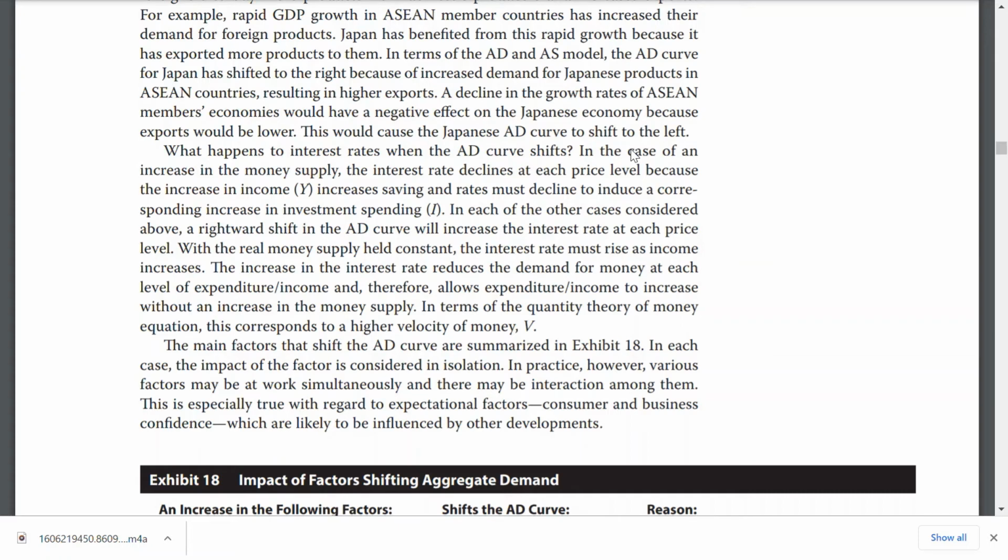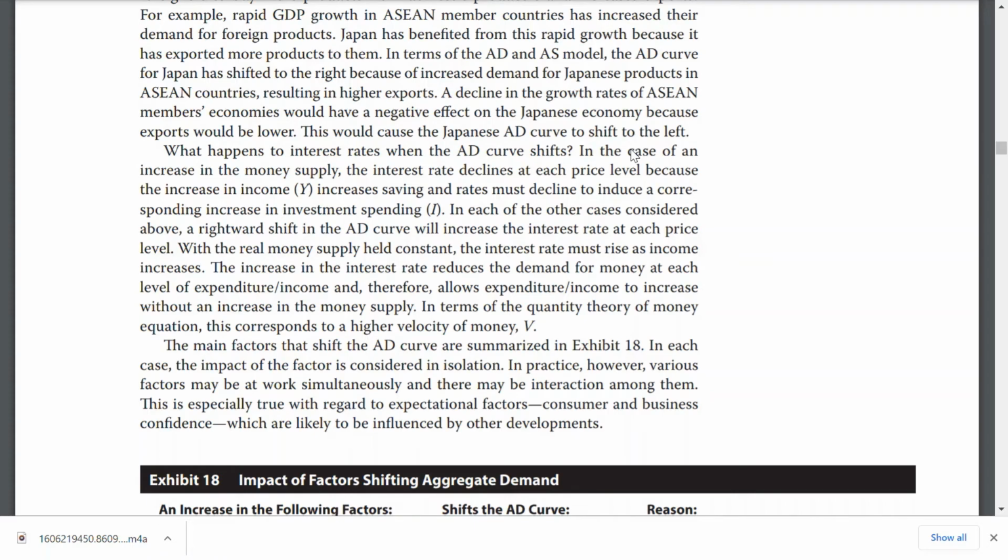In each of the other cases considered above, a rightward shift of the AD curve will increase the interest rate at each price level. With the real money supply held constant, the interest rate must rise. As income increases, the higher interest rate reduces the demand for money at each level of expenditure or income, and therefore allows expenditure or income to increase without an increase in the money supply.